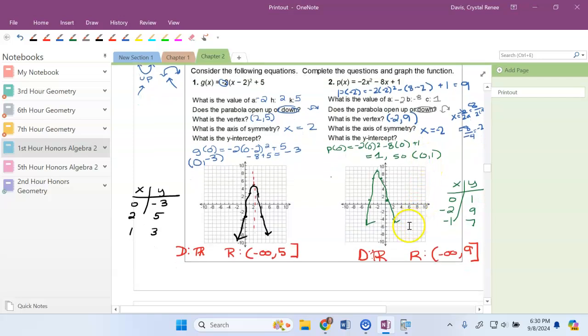If I were to do my domain and range, there's no restrictions on my x, so my domain is all real numbers, and then my range is from -infinity to 9. It'll never go higher than 9.